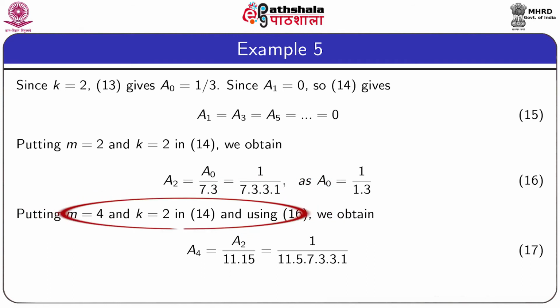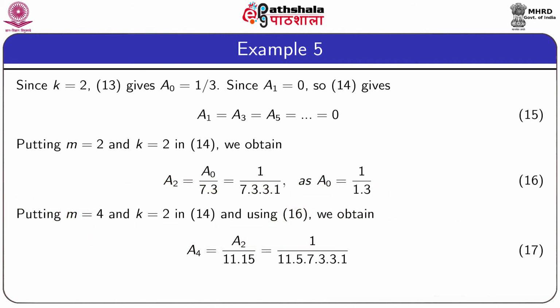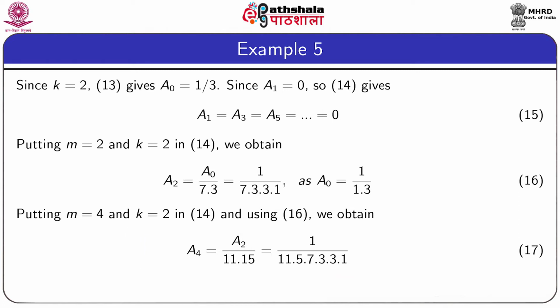Putting m equal to 4 and k equal to 2 in equation 14 and using 16, we will get a_4 equal to a_2 by 11.15, and we substitute the value of a_2 from 16 in equation 17 to get a_4 equal to 1 by 11.5.7.3.3.1.